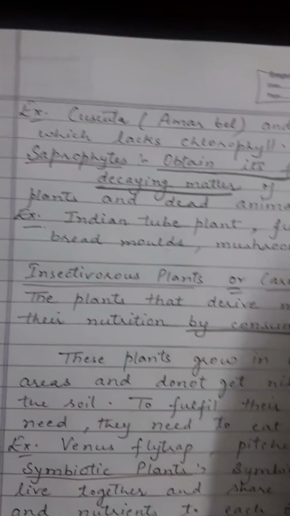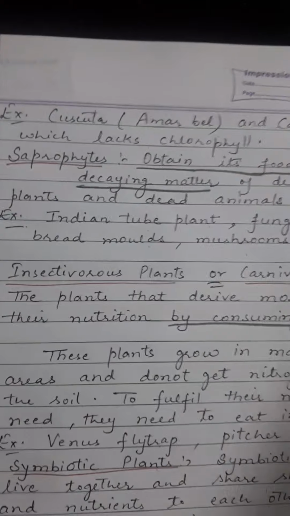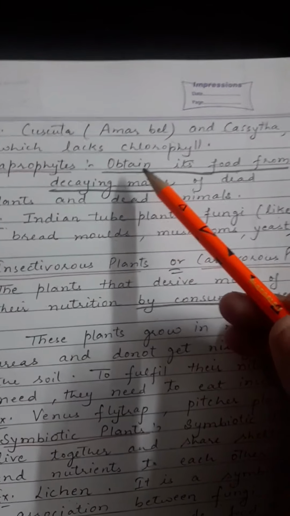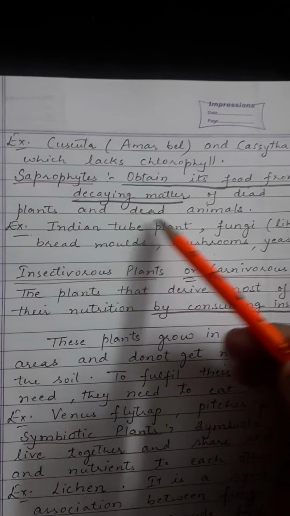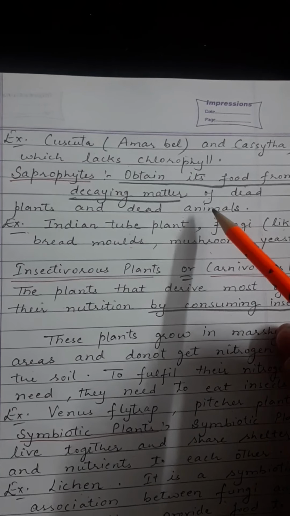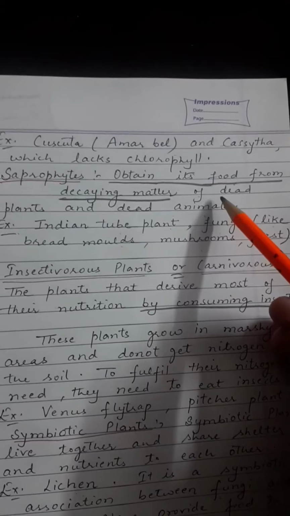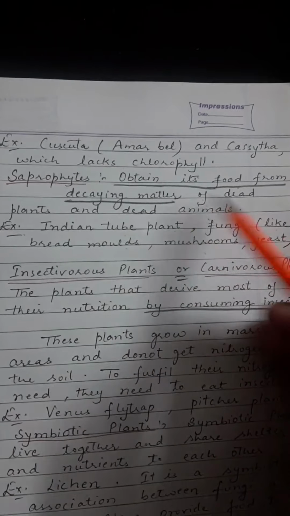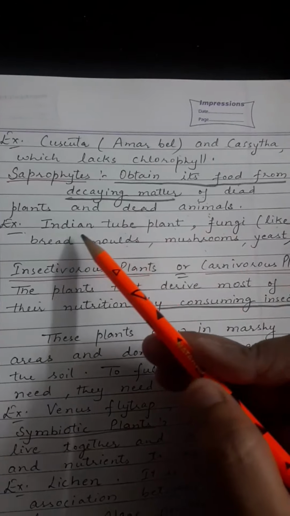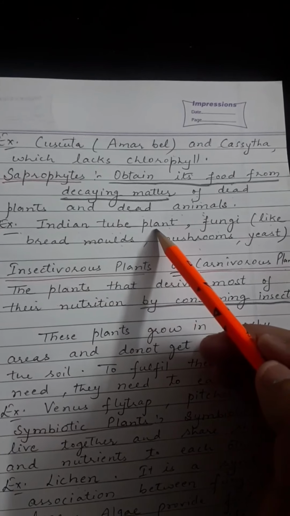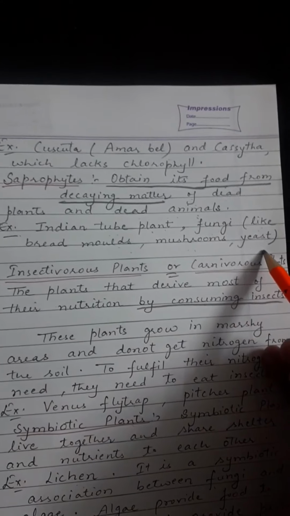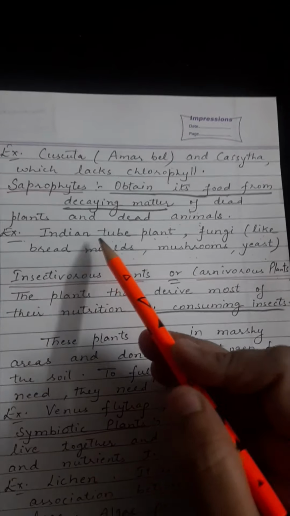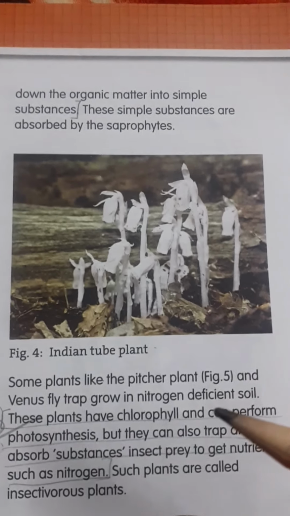The second one is saprophytic. Saprophytes, what are they? They obtain their food from the decaying matter of dead plants and dead animals. They also don't make their own food, right? They depend on the decaying matter of dead plants and dead animals. For example, Indian pipe plant or fungi. Fungi like bread molds, mushrooms, yeast, etc. Okay, the Indian pipe plant. This is the Indian pipe plant, right?